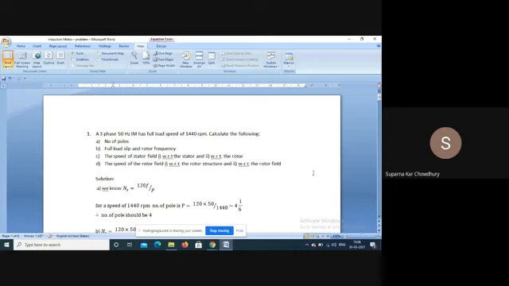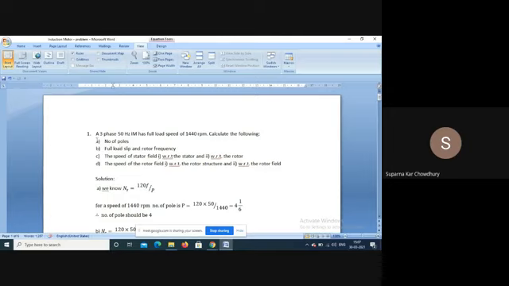So we will do some problems today. We have discussed the theory, so we will do some problems based on the theory we have already discussed. So let us take the first one. It is a simple problem. It states that a three-phase 50 Hz induction motor has full load speed of 1440 RPM.